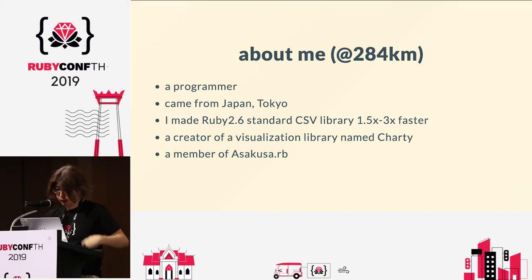About me, I'm a programmer. I came from Japan, Tokyo. I made Ruby 2.6 standard CSV library 1.5 to 3 times faster. I'm the creator of a visualization library named Charty. Today, I will talk about it. And I'm a member of Asakusa.rb. Do you know Asakusa.rb?